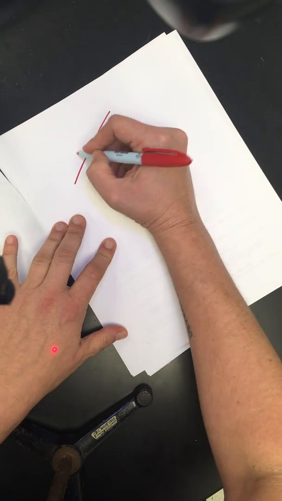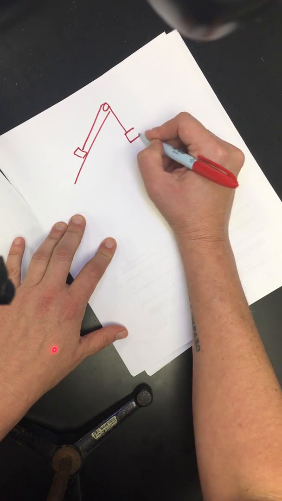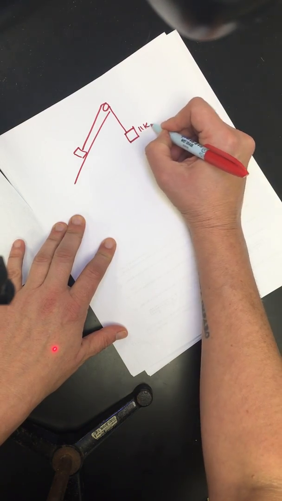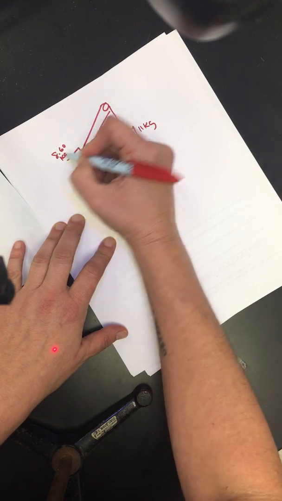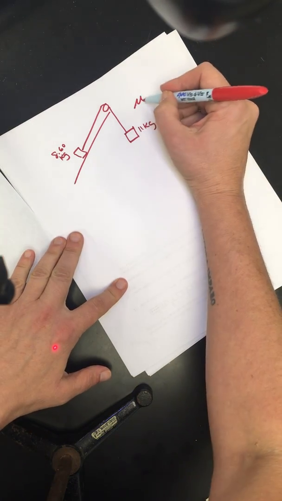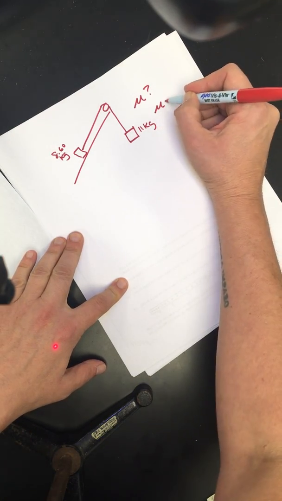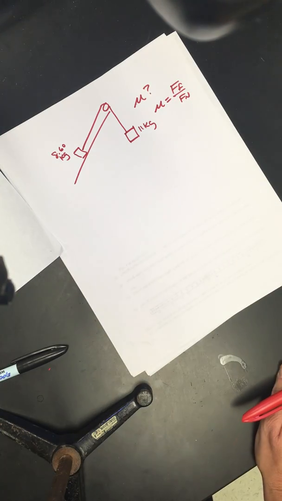Third question, Atwood machine with 2 bodies. This one's 11 kilograms. This one's 8.60 kilograms. Okay, and it says find the coefficient of friction to keep the blocks at rest. So we're looking for that. We're looking for mu, and as we know, mu is the force of friction divided by the normal force.